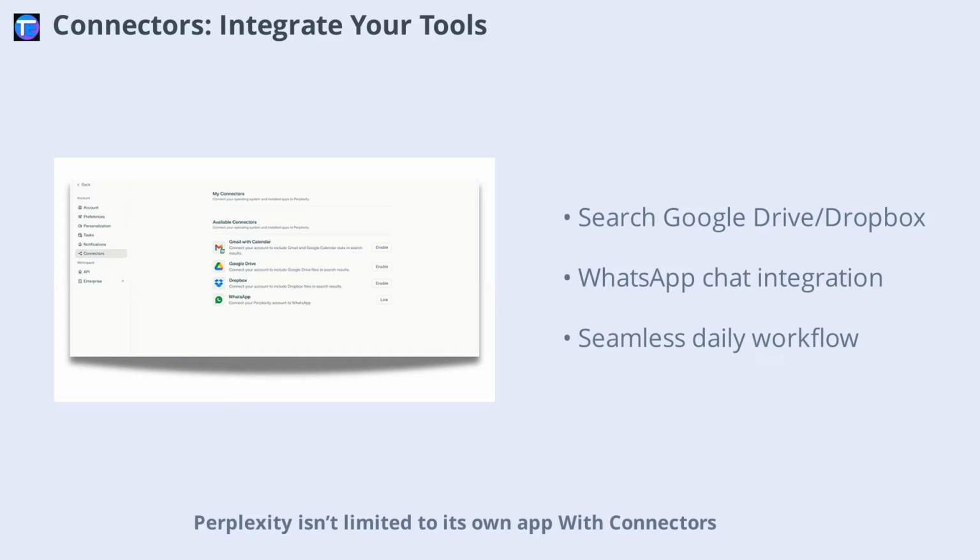Perplexity isn't limited to its own app. With connectors, you can search inside Google Drive or Dropbox, and even chat with Perplexity on WhatsApp. The WhatsApp integration is especially smooth. Just ask for a summary or update, and get a reply right in your chat. This makes Perplexity a seamless part of your daily workflow, wherever you are.